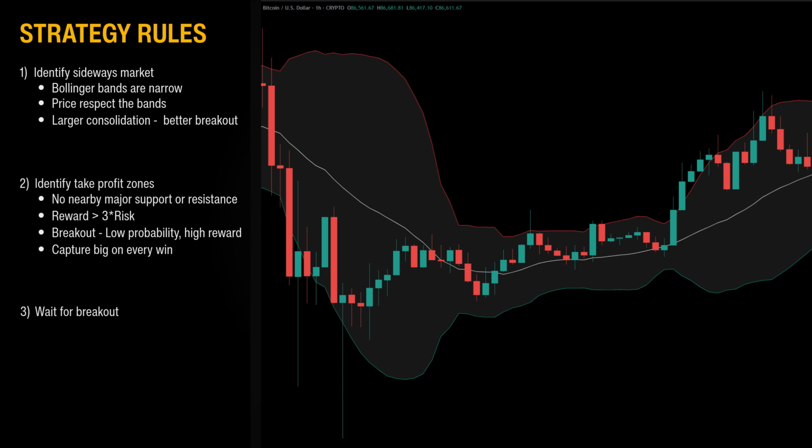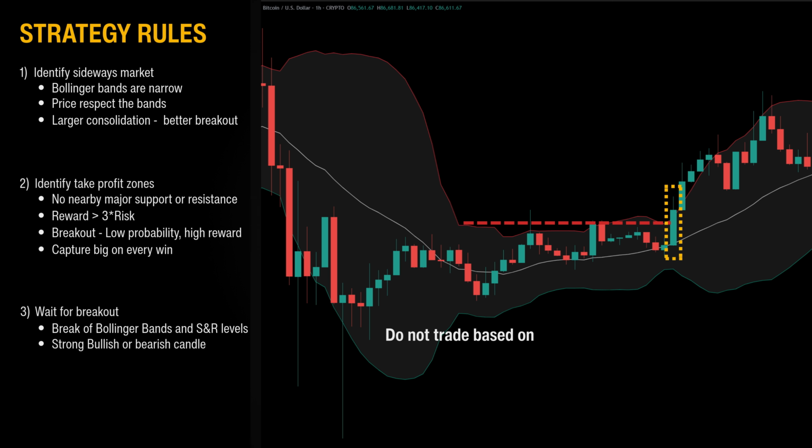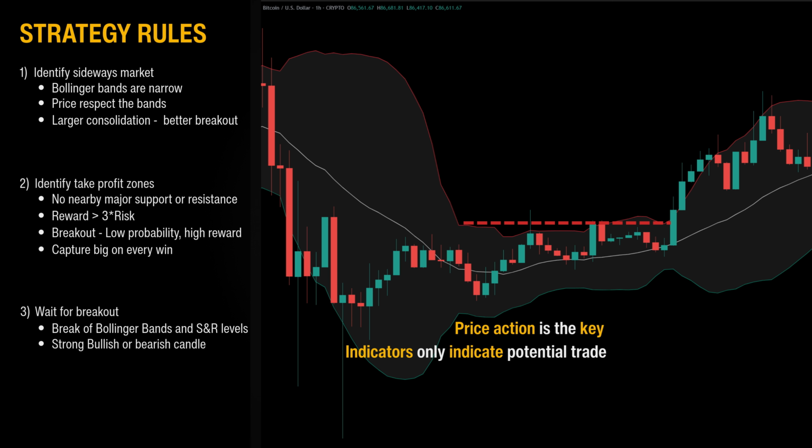Next, we wait for the price to break out of the Bollinger Bands and the support or resistance zone. For a bullish breakout, the breakout candle should be a strong bullish candle, closing above the upper band and the resistance zone. Do not trade based on Bollinger Bands alone. The price must also breach the resistance zone. Remember that price action is the key. Indicators only indicate potential trade opportunities and help us filter out high-quality trades.